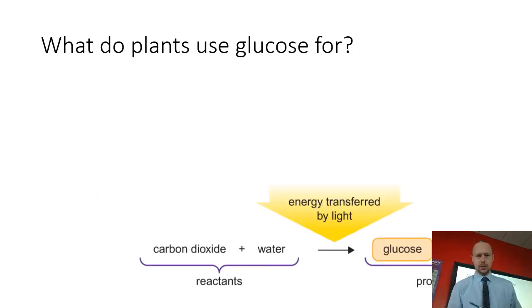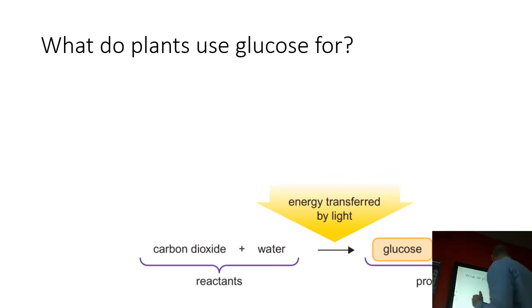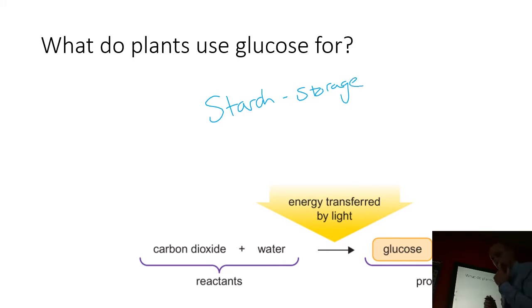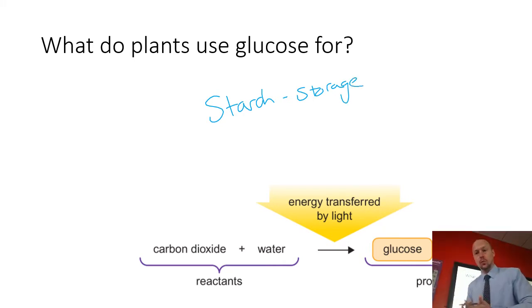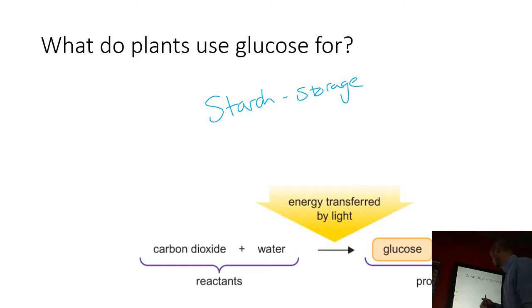Right, next question. What do plants use glucose for? So can you think of 3 things that a plant can make out of glucose? Again, you should be pausing the video now. Right, answer number 1. It can make starch, and that is a storage molecule. That's how plants store sugars in things like potatoes. So starch is a storage molecule.